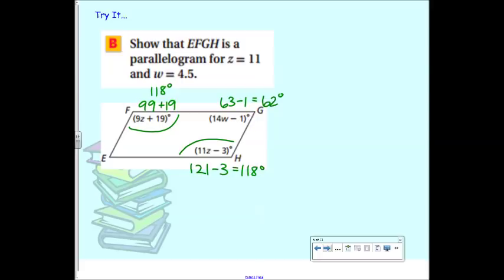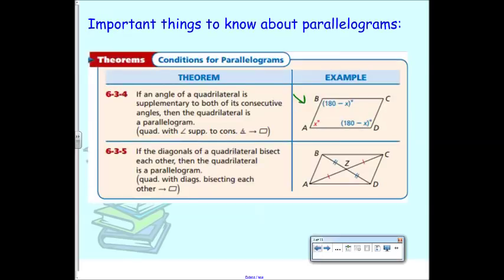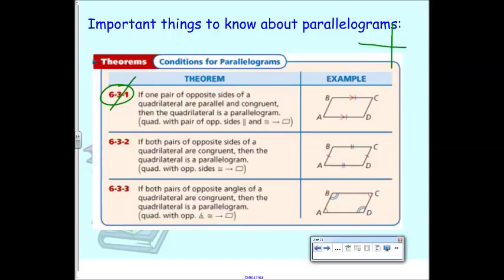Now, what do I need to confirm? That if I add those two, what does it give me? 180. So is this a parallelogram? Yes. What theorems did you use to prove that? 6.3.4. Why is it 6.3.3? Why is it not 6.3.3? It's not all four.